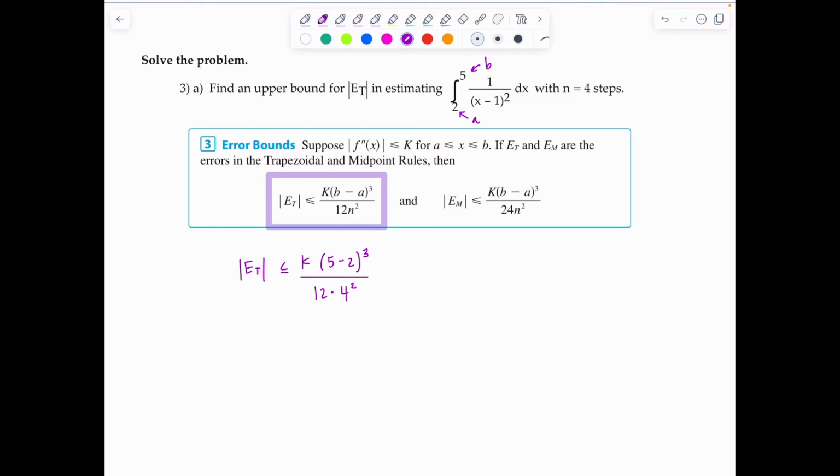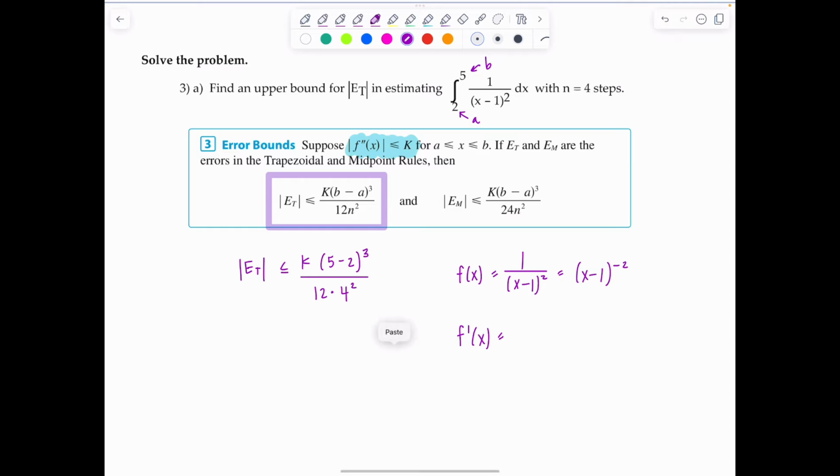And also here, that's given. So k is an upper bound on the second derivative of your function. So what is my function? Look again at the integrand. f of x is 1 over x minus 1 squared. And since I'm going to take a couple derivatives, right away let's rewrite this as x minus 1 to the negative second. Get it in derivative-friendly format. Pronto, please. So let's take two derivatives.